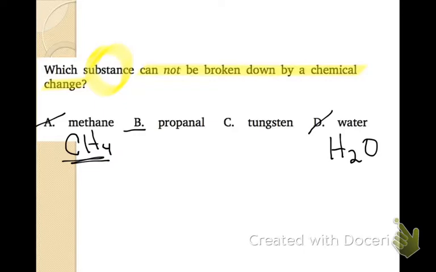Now we're down to B and C, propanol and tungsten. So here, take a look at table S. Find out which one's on there. If it's on table S, it's going to be an element, so that's going to be our answer. And in this case, C is our answer, tungsten, which has a symbol of W.